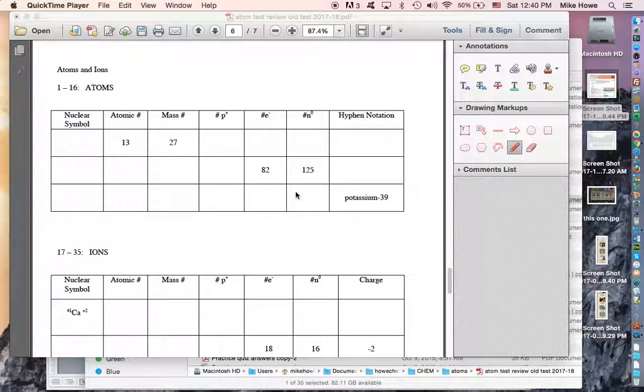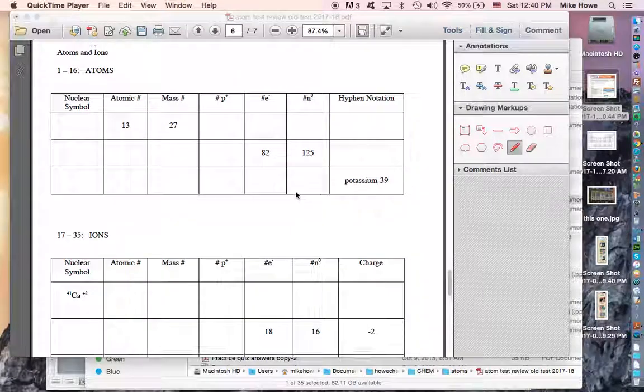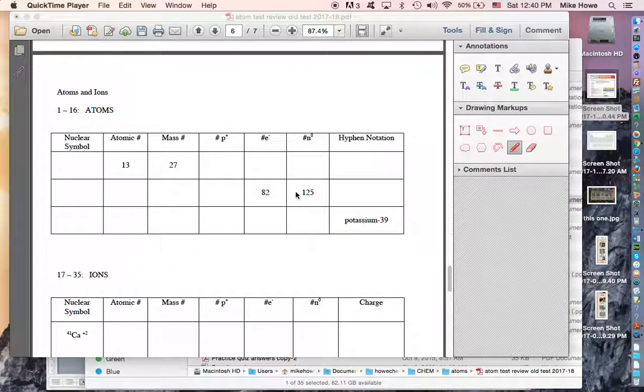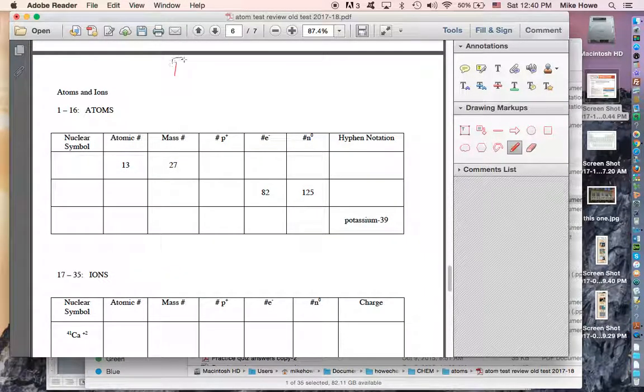Next section is the fill in the blank section. The few things you need to know for the fill in the blank section: I'd be sure you put this on your cheat sheet, protons plus neutrons equals mass. Protons equals electrons unless there is a charge.